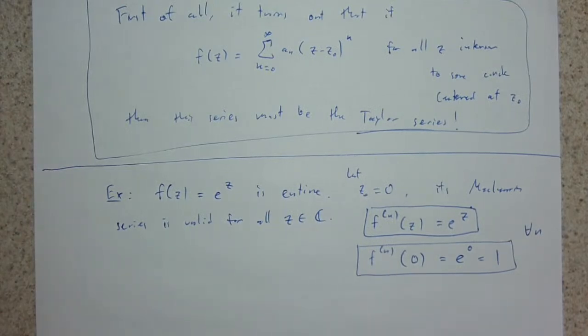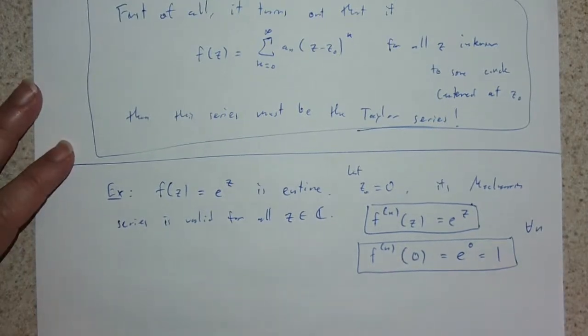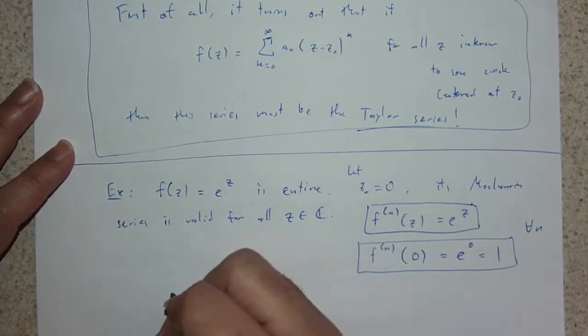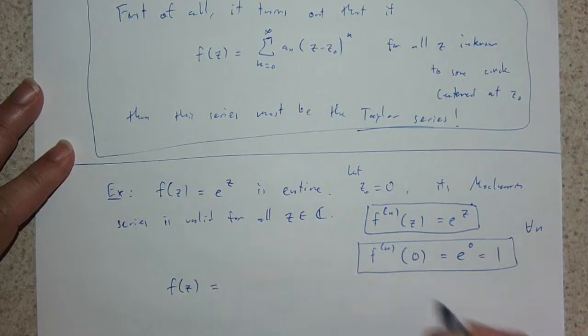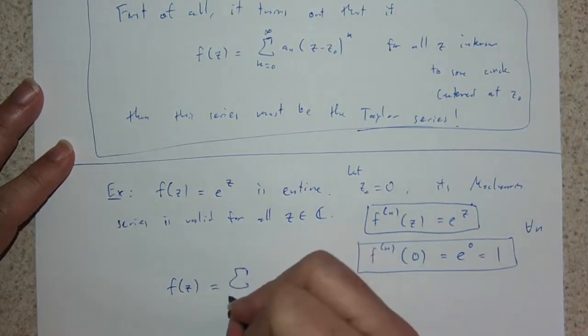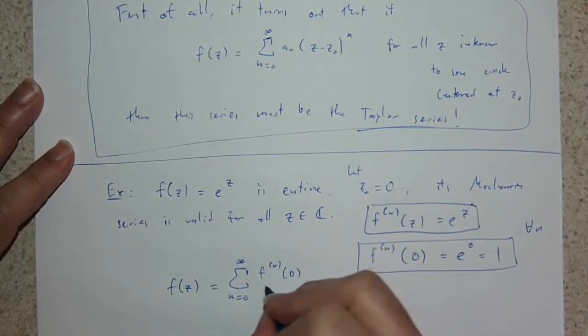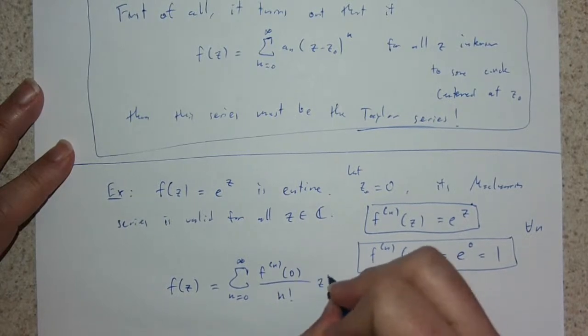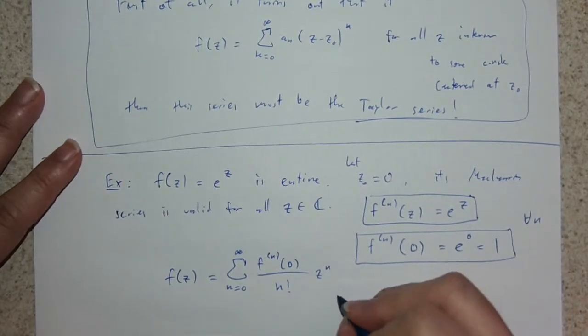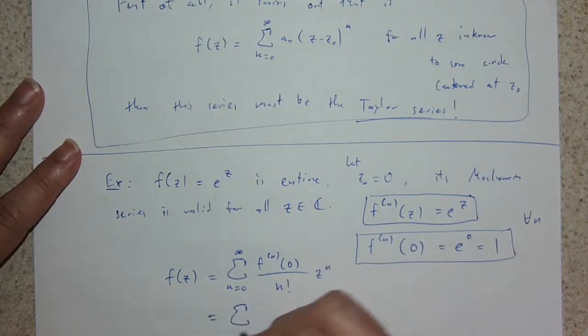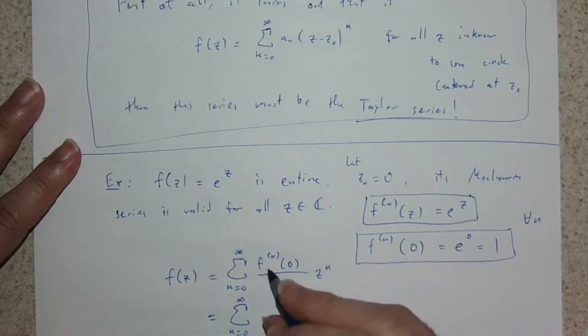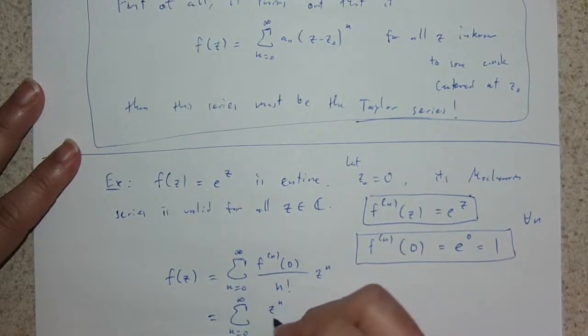So for all natural numbers n, the nth derivative of f is e to the z, so evaluating that at 0, this is just always 1, okay? And so the Maclaurin series for this function e to the z is, writing this out, the sum from n equals 0 to infinity of the nth derivative of f at 0 over n factorial times z to the n. So rewriting this, this is the sum from n equals 0 to infinity of z to the n over n factorial.